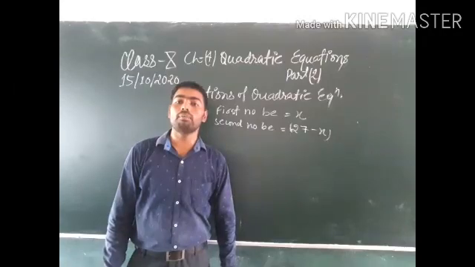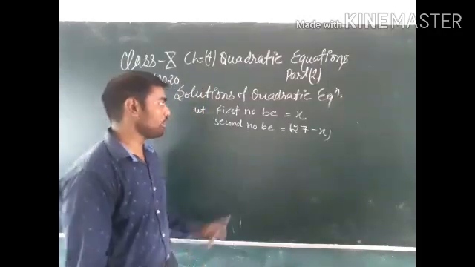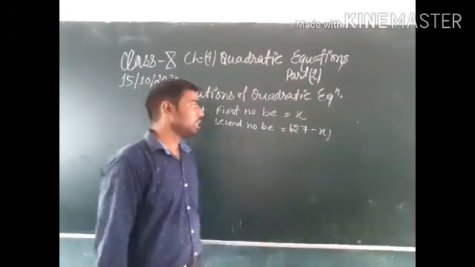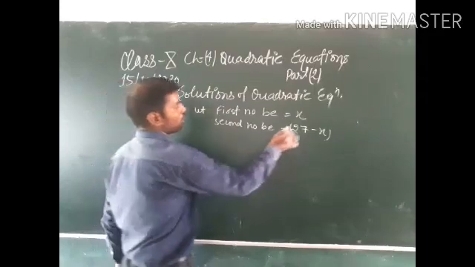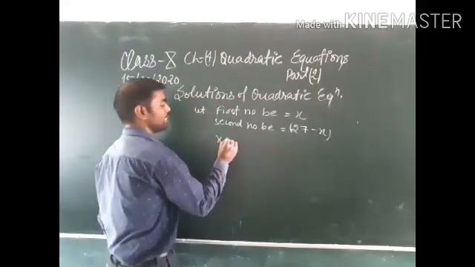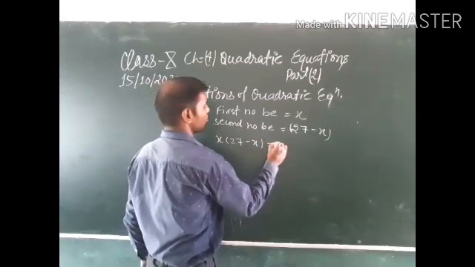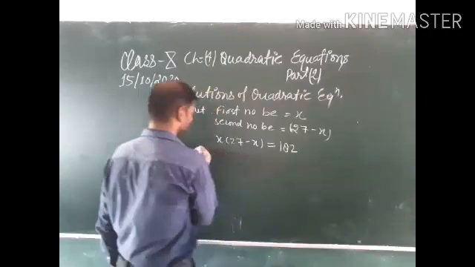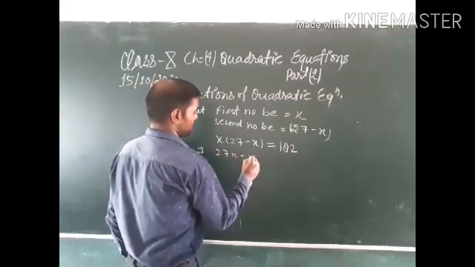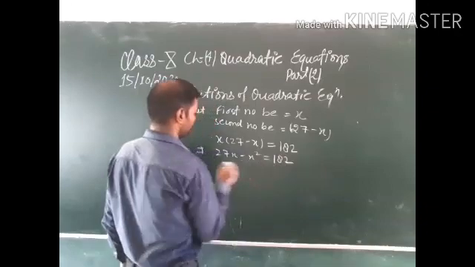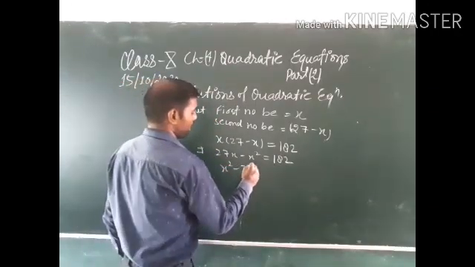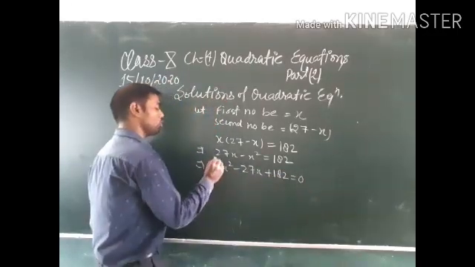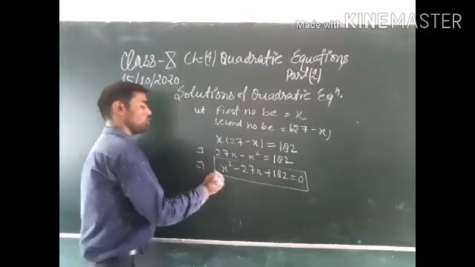The sum of the two numbers is 27. It means when we take the first number x, the second number is 27 minus x. The condition is on the product of the two numbers. It means x into 27 minus x is equal to 182. Now 27x minus x square is equal to 182. It means x square minus 27x plus 182 is equal to 0. So this converts into a quadratic equation. Now do it yourself.